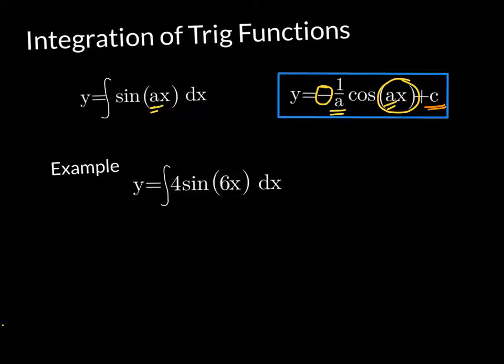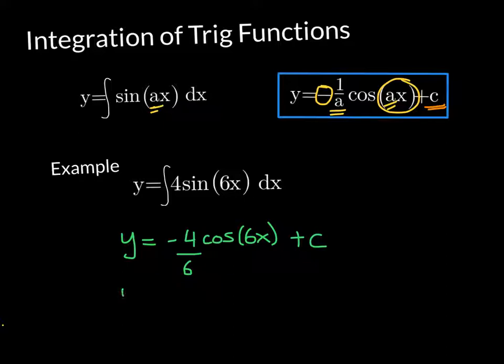So let's take a look at an example where y is equal to the integral of 4 sine 6x, and we're integrating with respect to x. If we want to use this rule above, we can say that y must be equal to, the 4 is just a multiplier, so that just stays there, and then the sine goes to a negative cosine. The thing in the bracket, 6x, just stays the same, and then we can't forget to divide through by the coefficient of x, which is 6. Also, we can't forget our constant of integration.